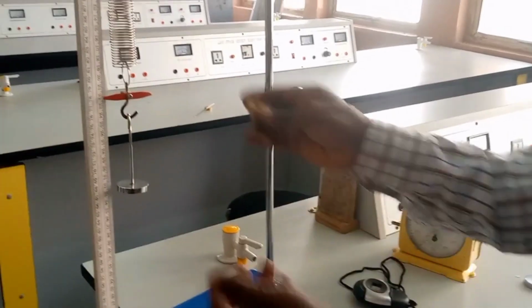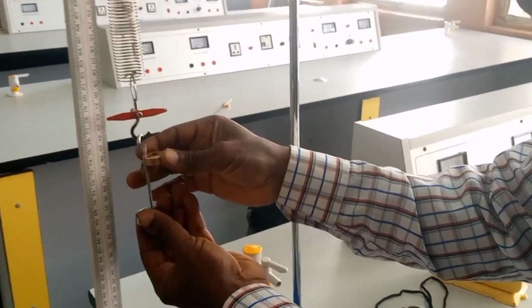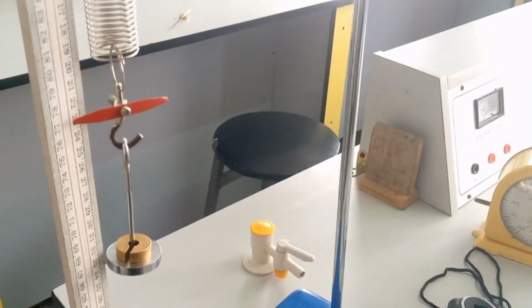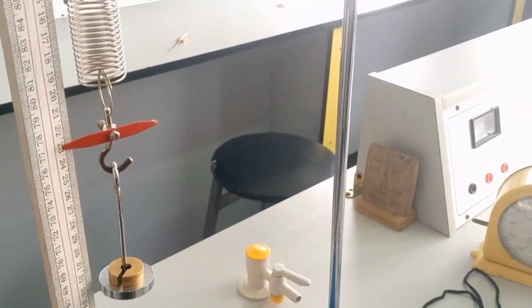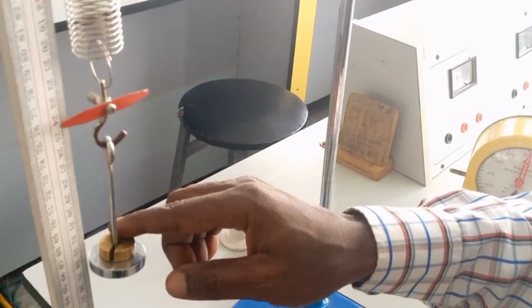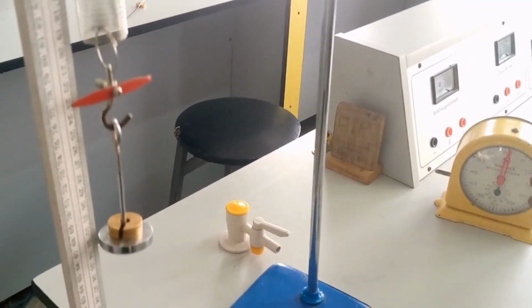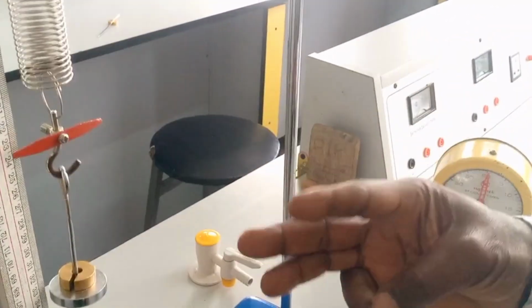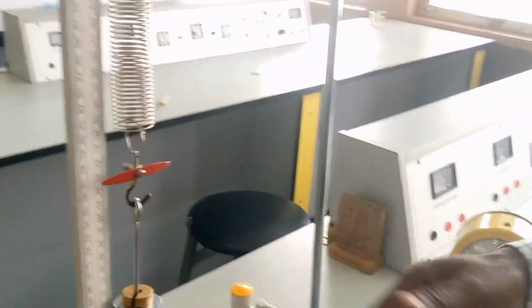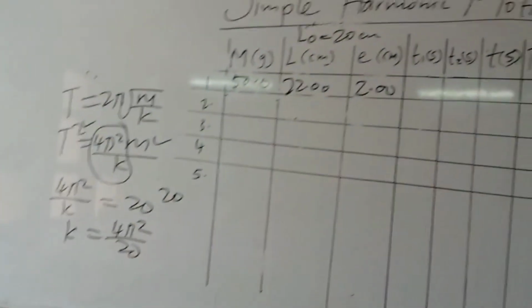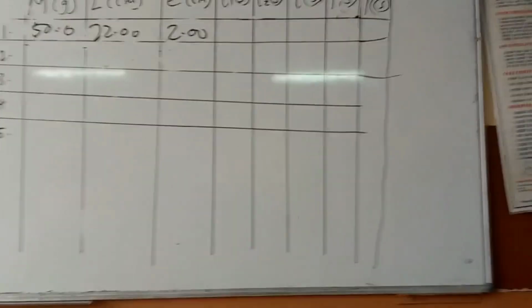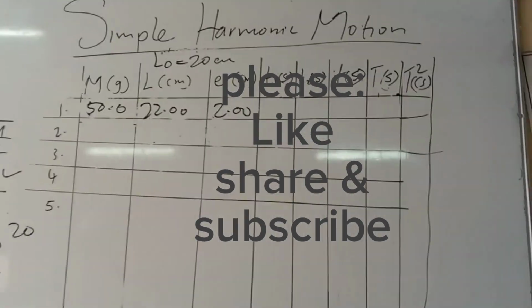If the next one is 70, just add 20 to it. Then the length is now 23, so you record it. And don't forget, for the oscillation, press the mass slightly and release it. It's okay like that. You count the number of oscillations given. For each value of mass you place, when it is 50, when it's 70, you record the corresponding values of L, e, t1, t2, ordinary t, capital T, that is the period, then T squared. So that's the summary of the experiment on the use of a spiral spring.